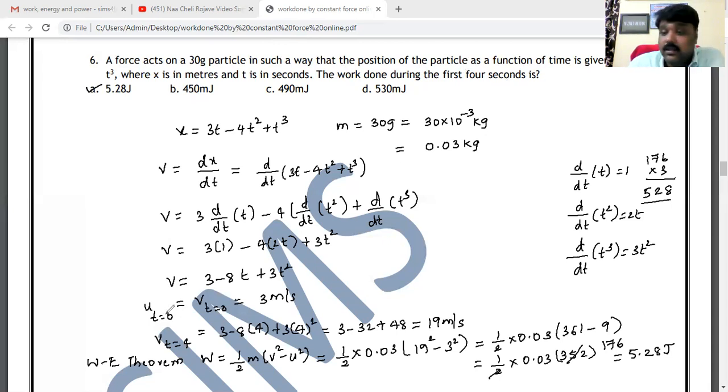In the sense, the object is possessing some initial velocity here. That means when we substituted the value of t as 0, we got 3 meters per second as the initial velocity, and the final velocity is 19 meters per second. According to the work energy theorem, the work done on an object is equal to the change in kinetic energy, half m of v square minus u square. And by simplifying, we got the answer as 5.28 joules.